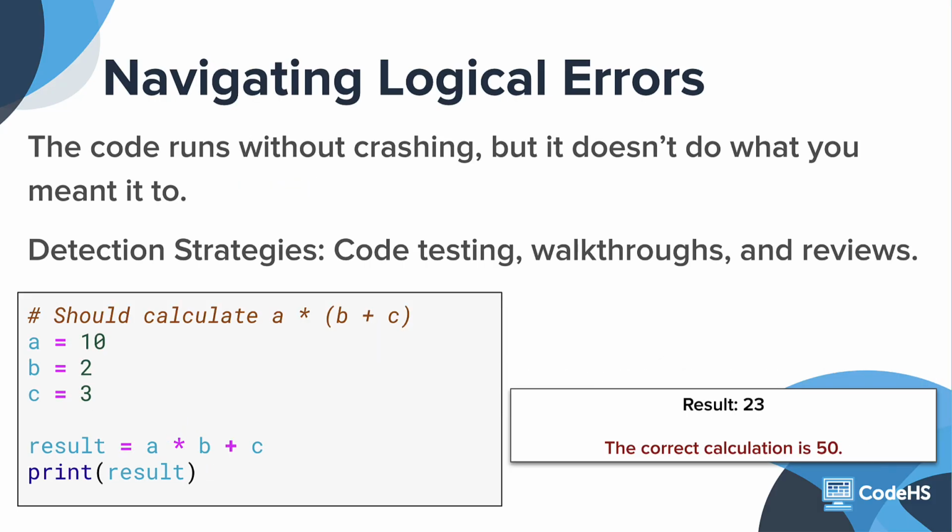Logical errors can be tricky because your code runs without crashing, but it doesn't do what you want it to do. You might get the wrong answer or behavior, even though there's no clear error message. To fix logic errors, you have to think carefully about what your code is supposed to do. This means checking each part of your code step by step to see where it goes off track. Unlike other errors, the program doesn't stop. It just gives the wrong result, which makes it harder to catch.